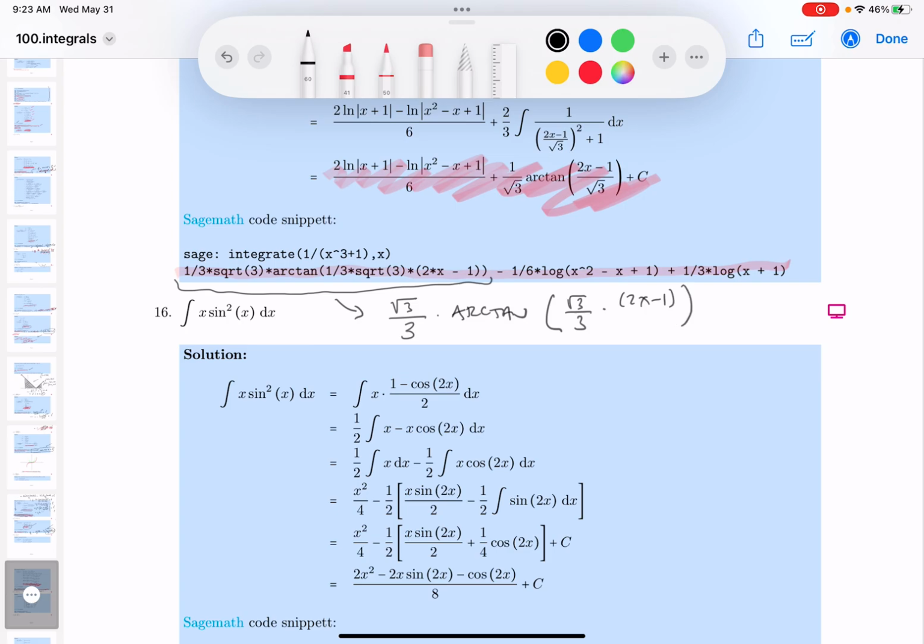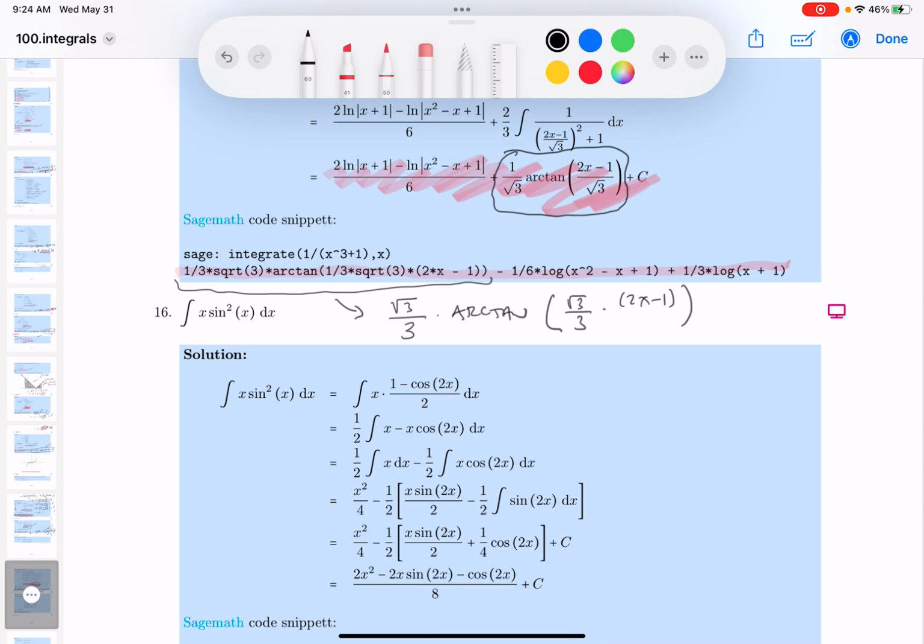Right. Let me just take a look at this. The way I like to write things down in my key is different than the way Sage likes to write it down. But I do see equivalence here. What am I seeing over here? I'm seeing this answer. Root 3 over 3 is the same thing as 1 over root 3. I'm seeing the arctangent, and I'm seeing 2x minus 1. And again, root 3 over 3 is going to be root 3 in the bottom. So they work out beautifully.